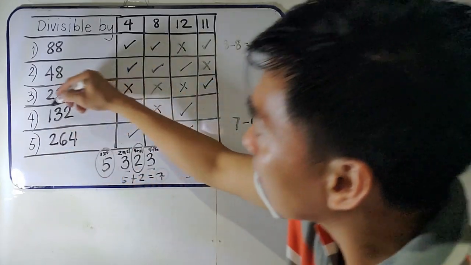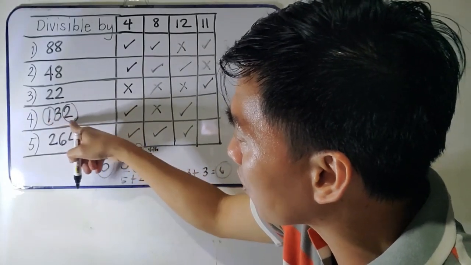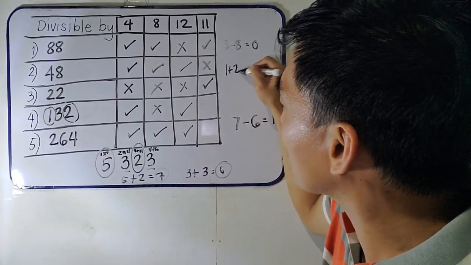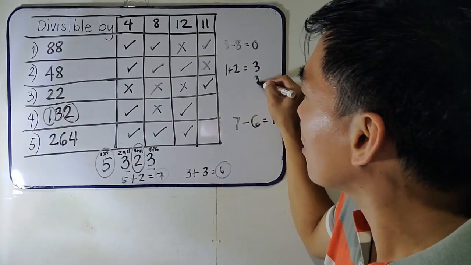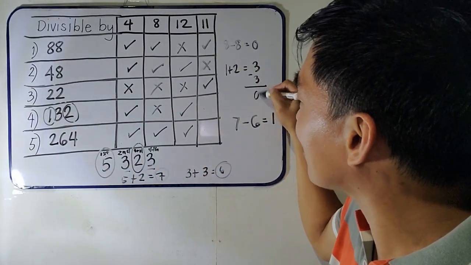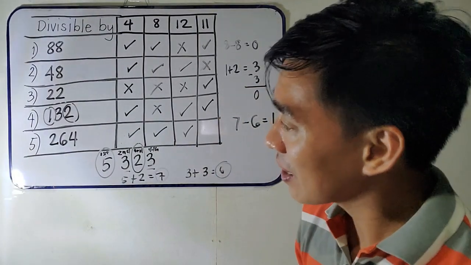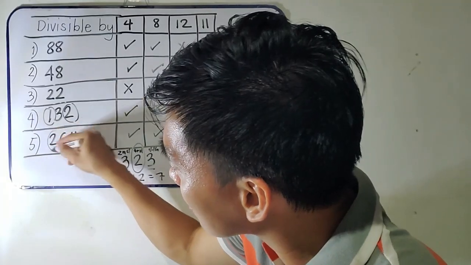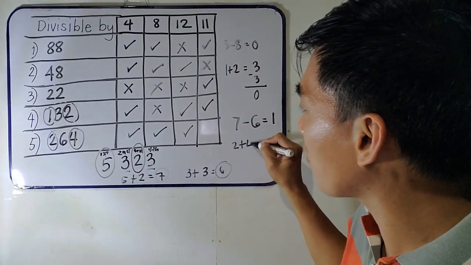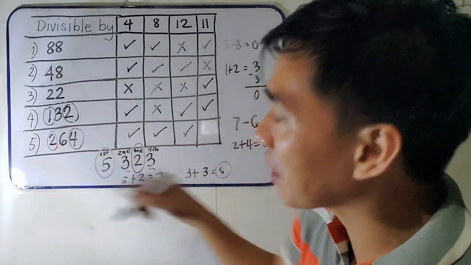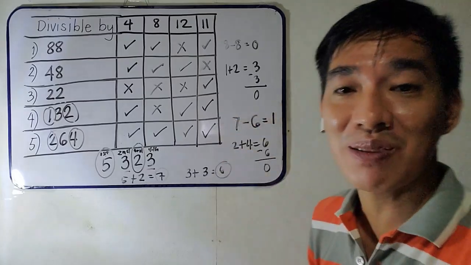132. So these are the odd places, first and third. So 1 plus 2 is equal to 3. The even place, that's only 3. So 3 minus 3, the answer is 0. So that's divisible by 11. And finally, these are the odd places, the first and the third. So 2 plus 4 is equal to 6. The even place, there's only one digit, 6. So 6 minus 6 is 0. So that's also divisible by 11.